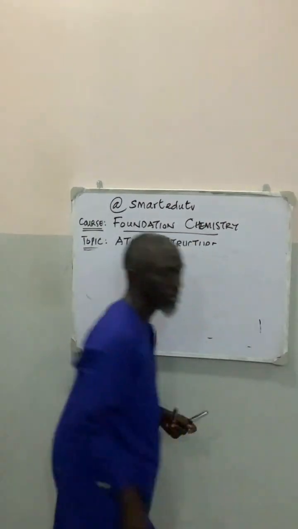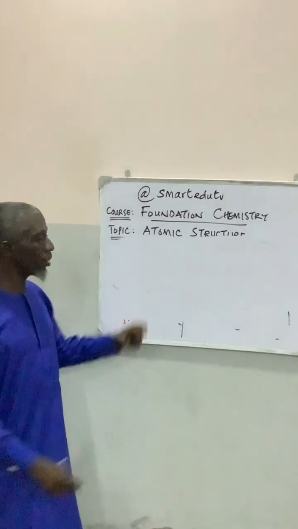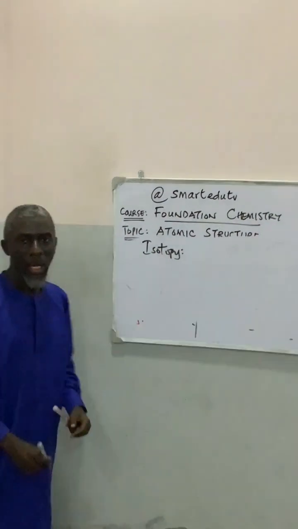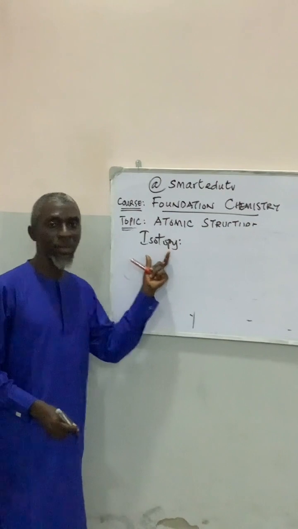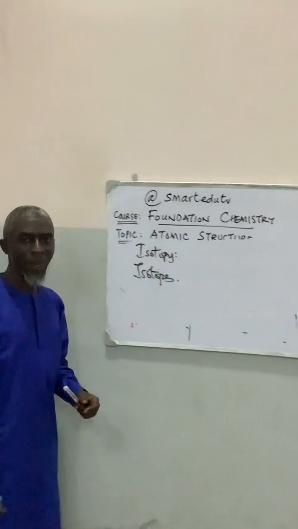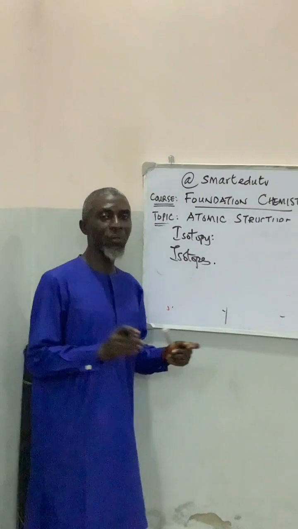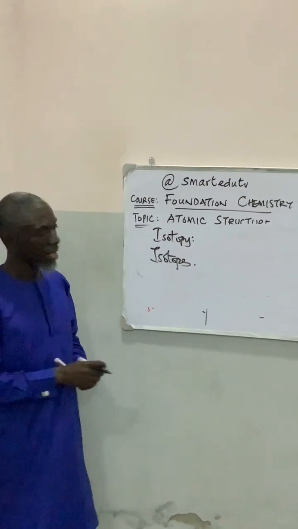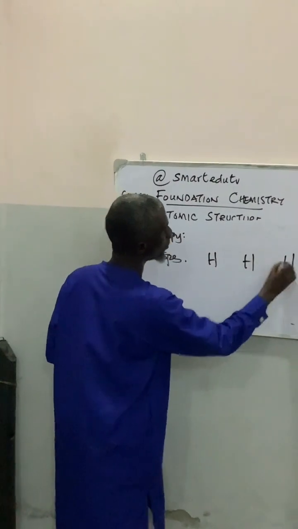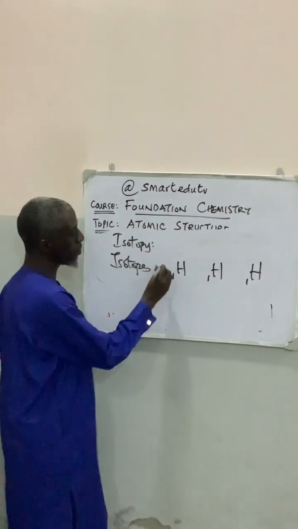The first concept that invalidates John Dalton on this one is what is called isotopy. And the atoms that exhibit this phenomenon are called isotopes. So by definition, isotopes are atoms of the same element having different mass numbers. Atoms of same element, for example, hydrogen. Same element means that they have same atomic number, but different mass number.